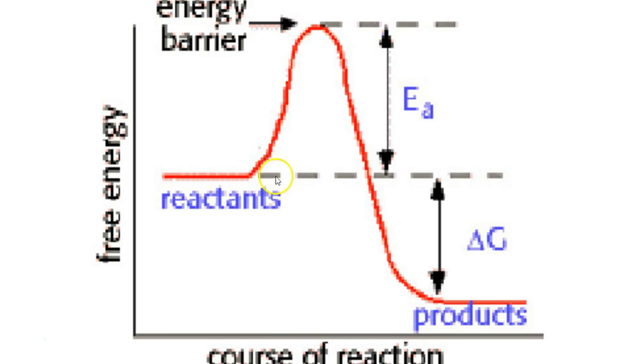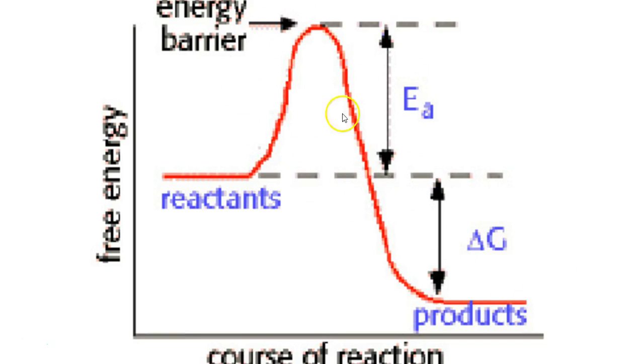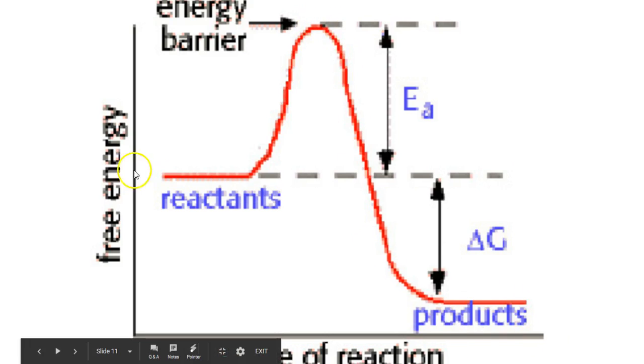Now here's something that you should already know. Reactants and products are shown here in this energy diagram. The products are lower than the reactants. We know this is going to be exothermic, it's going to release energy. But we have this energy barrier here, or this activation energy, EA. This is the amount of energy needed to be overcome in order to start a reaction.